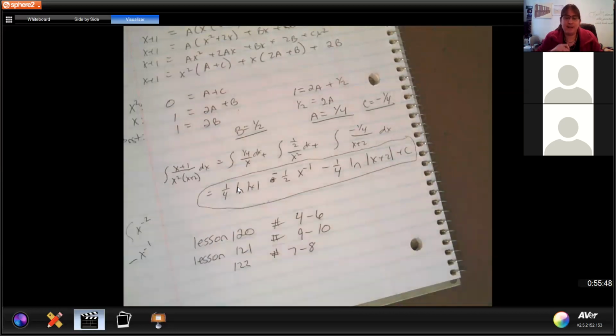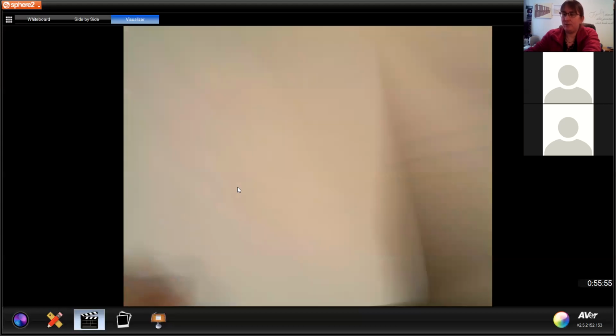And then let's look at the last type of partial fractions that you can have. So we dealt with repeating denominators. We dealt with individual factors. The last type of factor to deal with is in lesson 126. So jump over to page 637. So lesson 126.